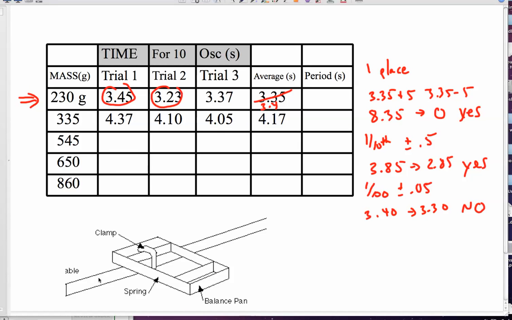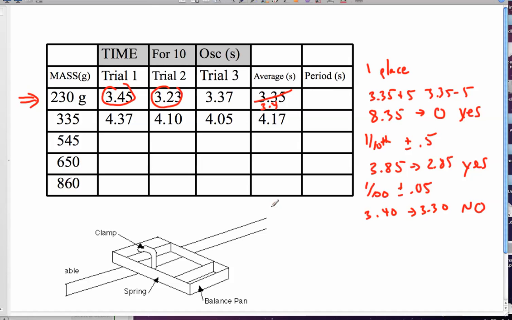Alright, in the previous video we looked at actual data from an experiment and tried to determine, because we had made multiple measurements, to what place value we should record our average using the confidence procedure. And we illustrated that we were confident down to the 10th place, but not to the 100th place. That means our average time for 10 oscillations should be recorded as 3.4 and not 3.35. Now, how does that translate into the period?